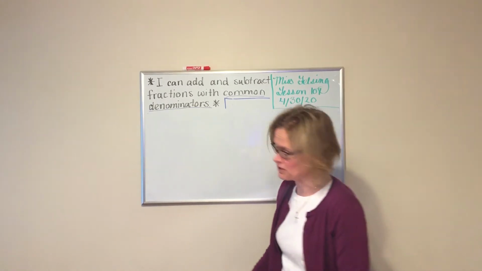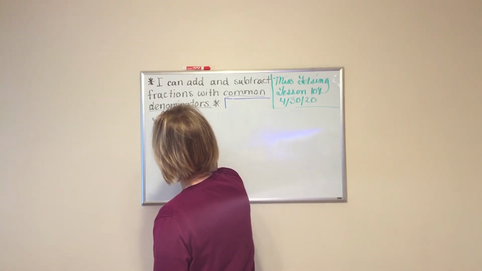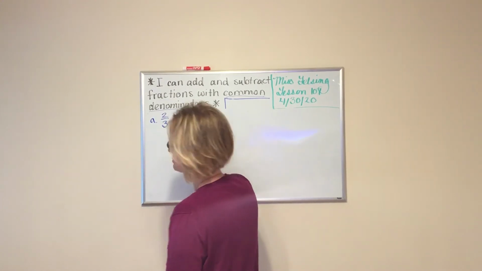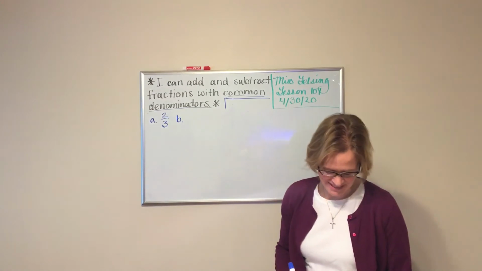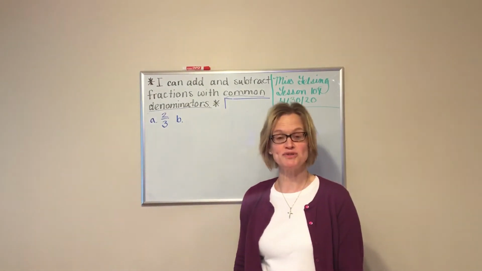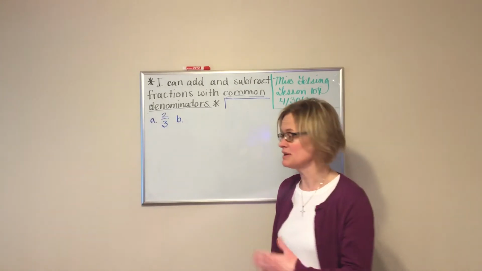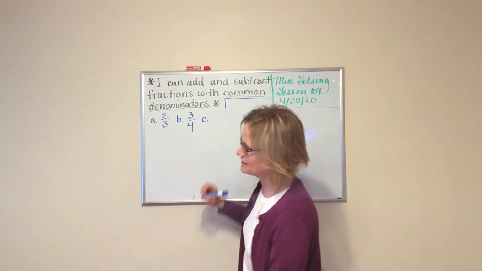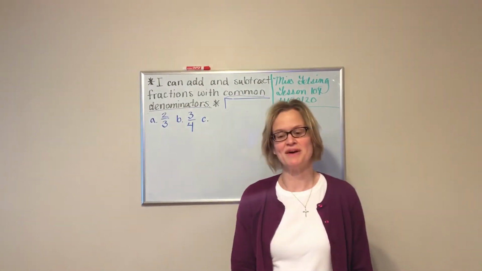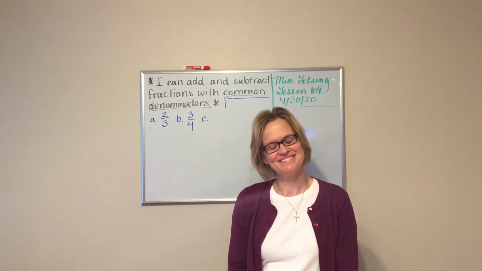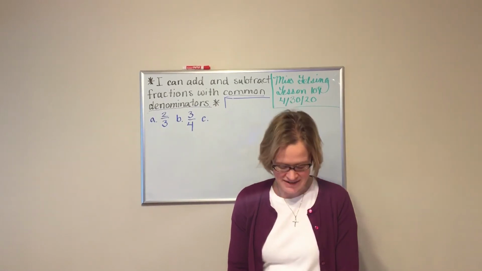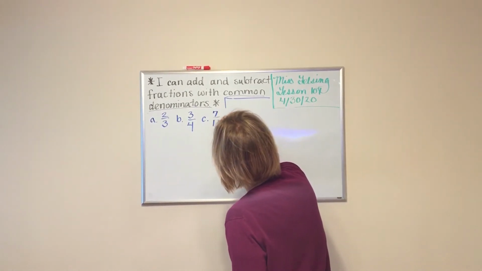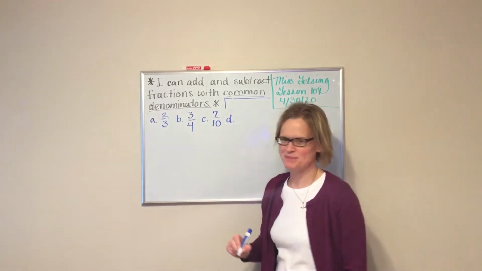We have 1/3 plus 1/3. Well, 1 plus 1 is 2. We leave the denominator alone, 3, 2/3. All right, then we take a look at letter B. 1/4 plus 2/4. What's 1 plus 2? 3. We leave the denominator, 4. Letter C. Why don't you give that one a try? All right, so 3 plus 4 is 7. Denominator same, 10. Pretty easy, isn't it?